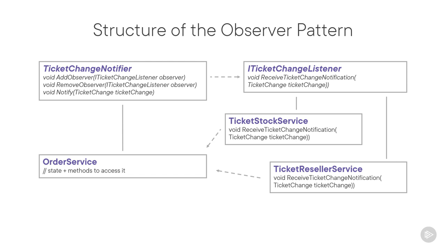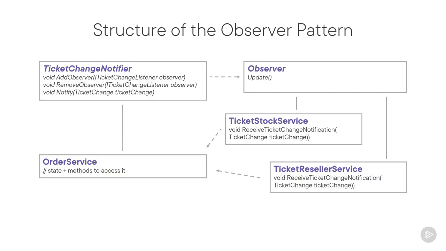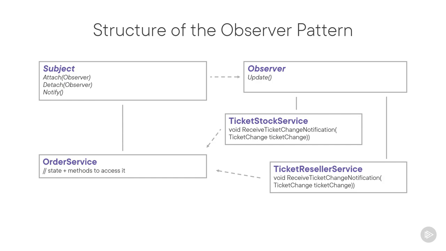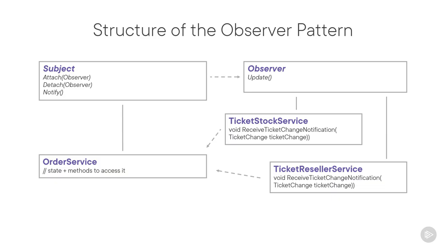The first player in the pattern structure is the observer. That's our iTicketChange listener. It defines an updating interface for objects that should be notified of changes in a subject. And that subject, that's our TicketChangeNotifier base class. It knows its observers. Any number of observers can observe a subject. Next to that, it provides an interface for attaching and detaching observer objects.